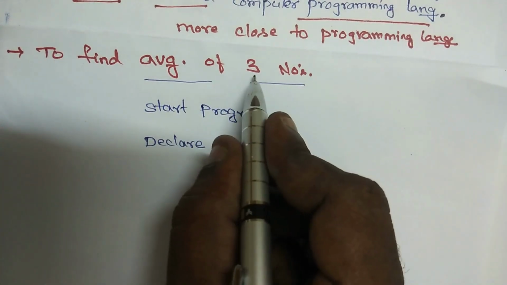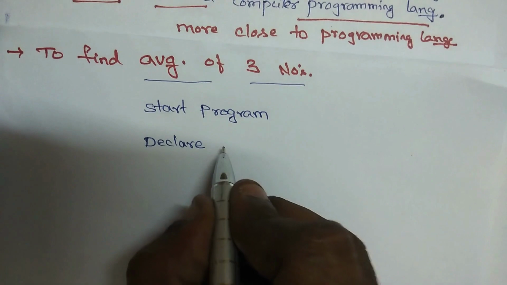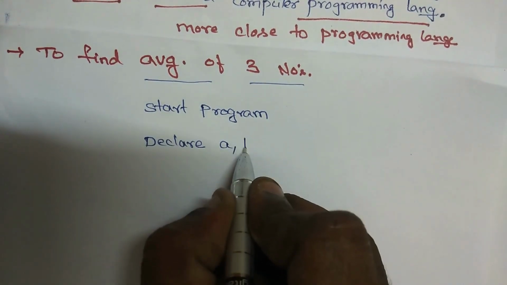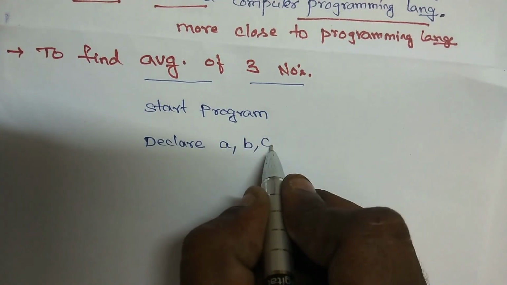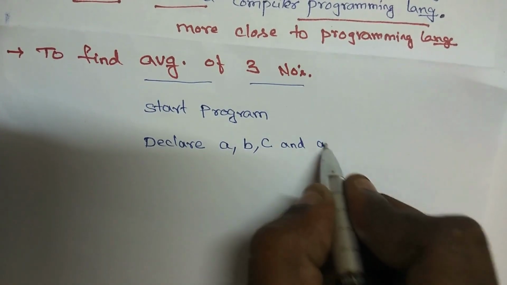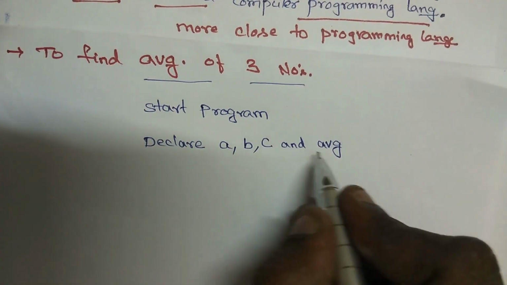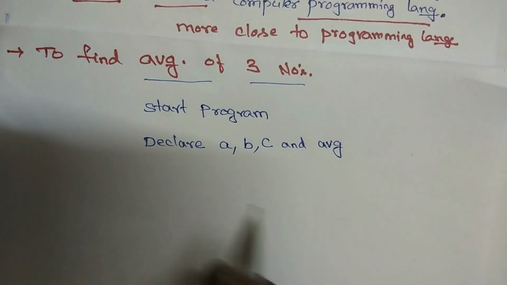the average of three numbers means I require three inputs and it will produce one output. Then what are the three inputs? A, B, C. These are the three inputs and one output. That output is the average. I can declare these three variables as input and one output variable, the average, right?